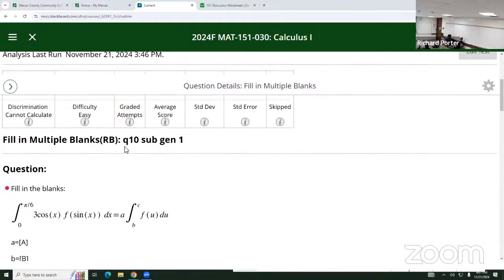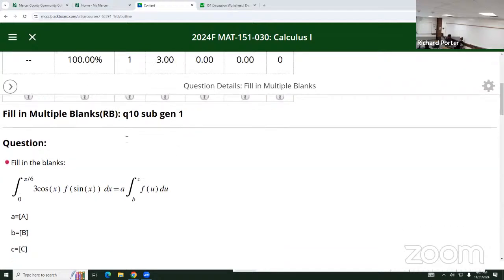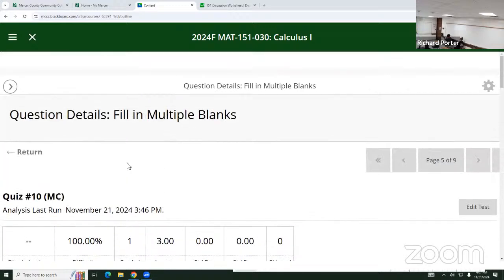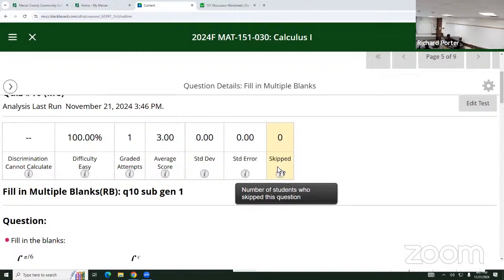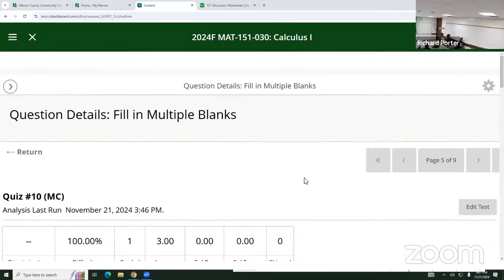If it had been pi over 3, the answer would have been square root of 3 over 2, and that would have been hard for me to grade. So that's why I go stay. All right, but that was a problem that everyone got. One person got it, everybody got it.